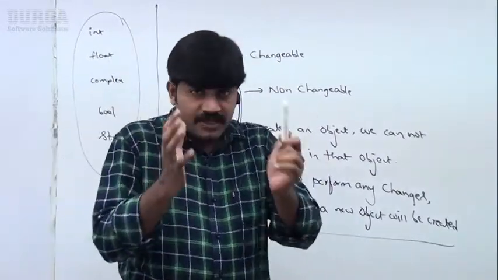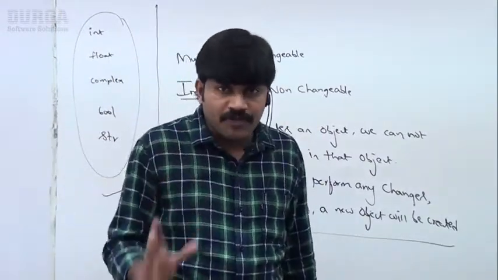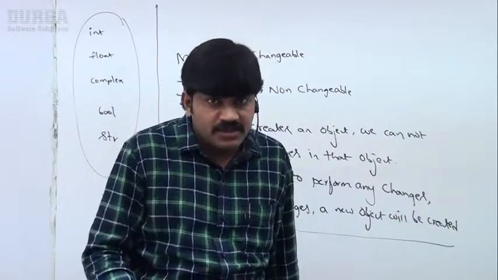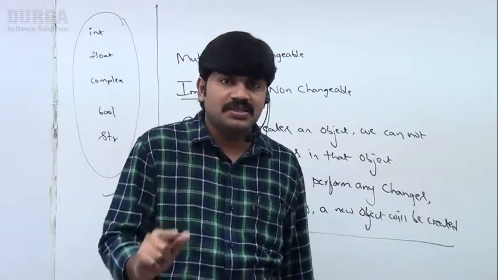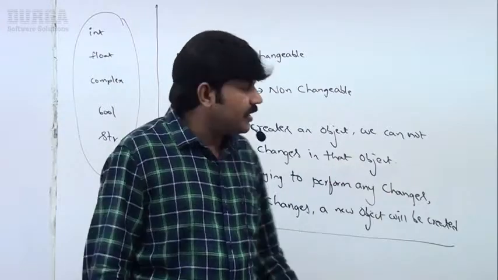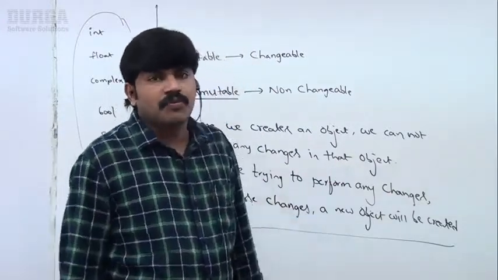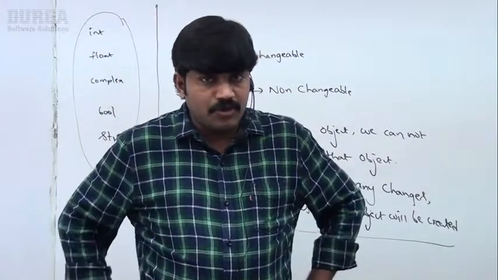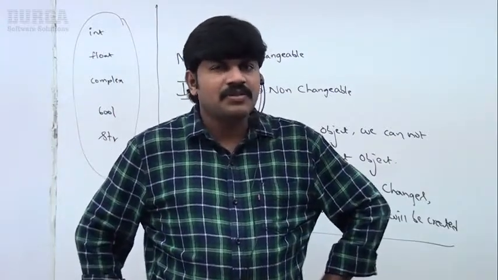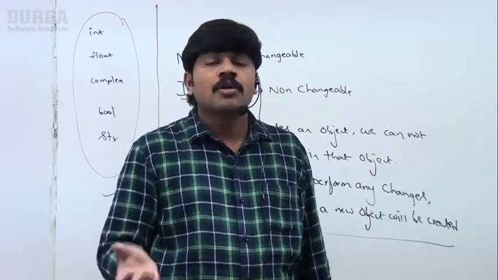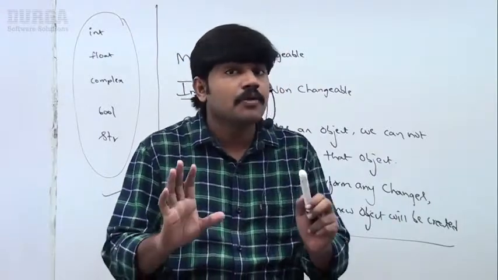Once we create an object, we can't perform any changes in that object. If you are trying to perform any changes, with those changes a new object will be created. This non-changeable behavior is nothing but immutability. Any doubt about this one? Sir, immutable means non-changeable. Can you explain with an example how fundamental data types are immutable?